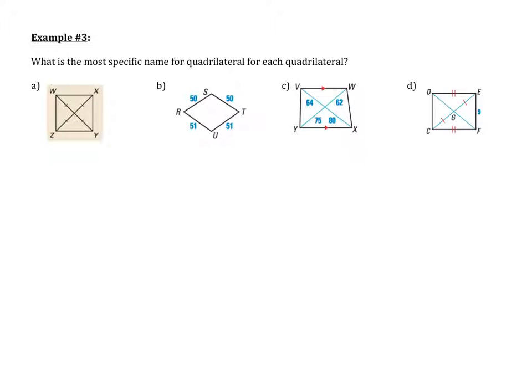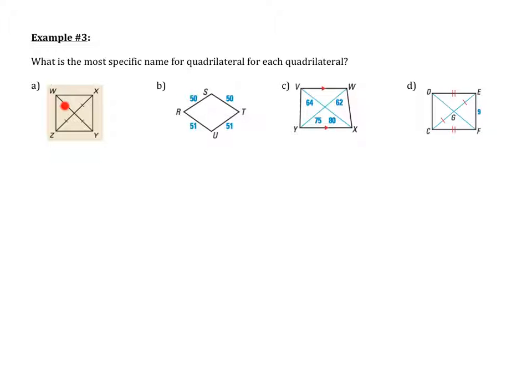Example number 3. What is the most specific name for each quadrilateral? So we're just going to name them as specific as we can. So here's part A. First thing I noticed is that the diagonals are bisecting each other, since this segment and this segment are congruent, and this segment and this segment are congruent. So I at least know that this is a parallelogram.